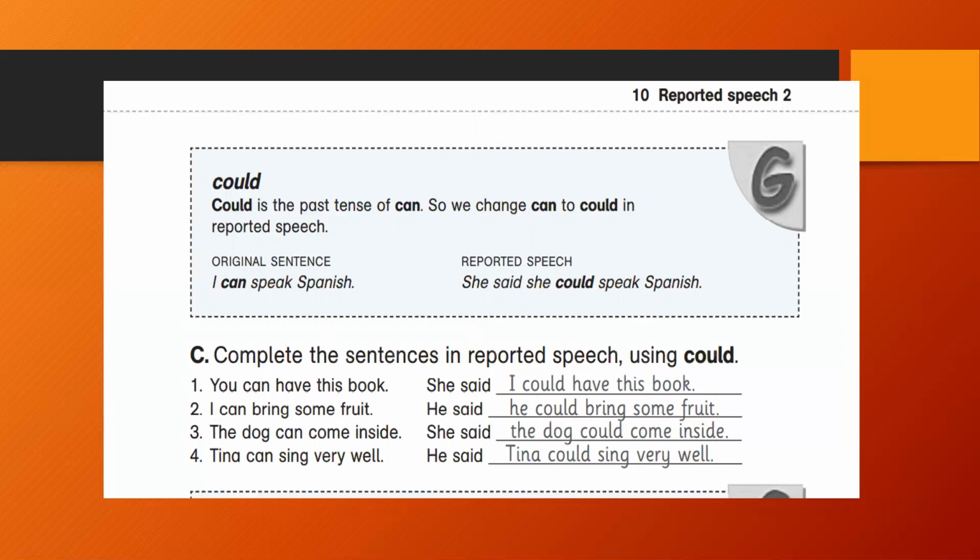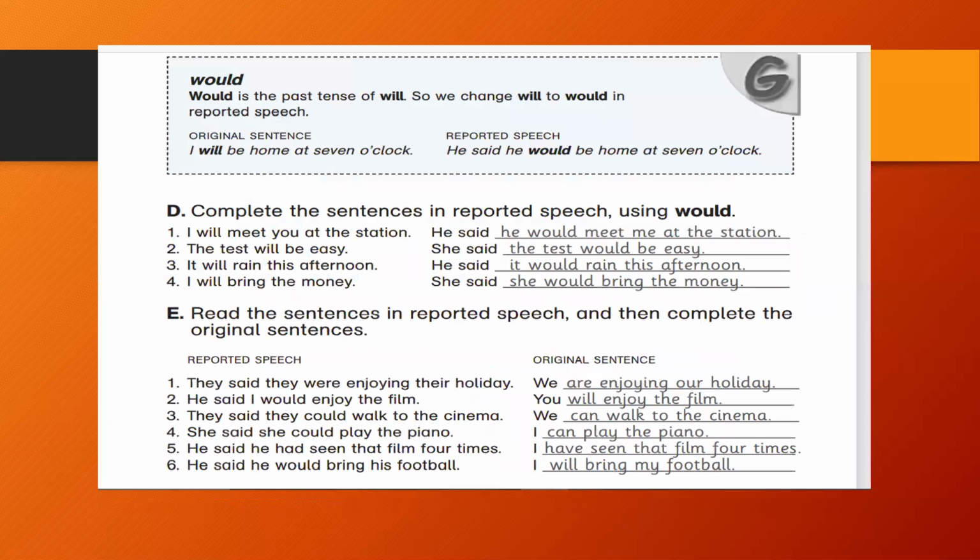I can bring some fruit. He said he could bring some fruit. The dog can come inside. She said the dog could come inside. Tina can sing very well. He said Tina could sing very well. Now you see, can is changed into could, but the main verb remains the same. Okay. Now come to the next exercise.